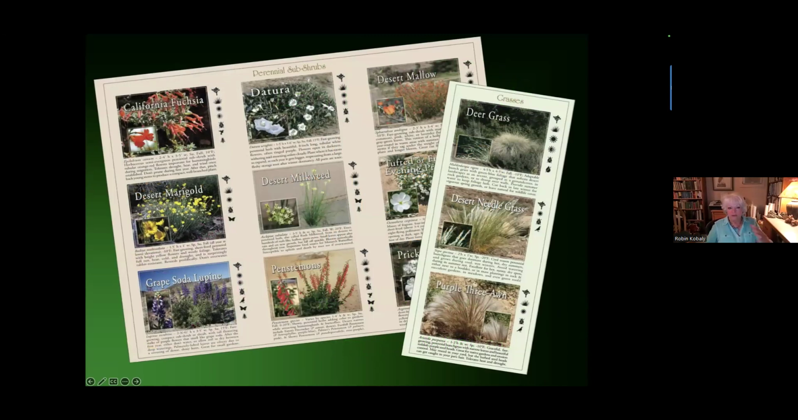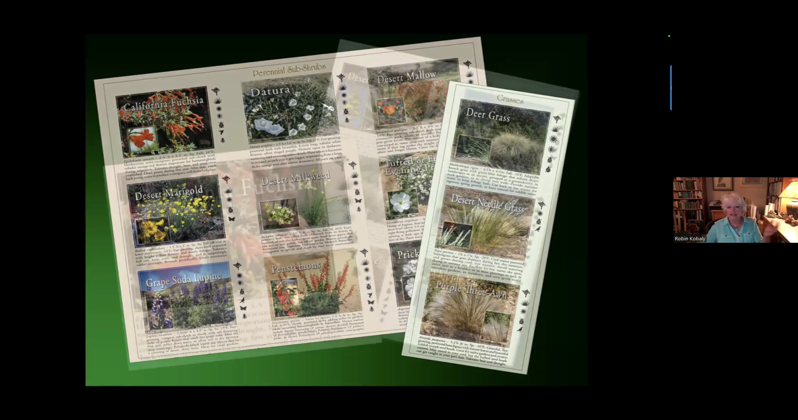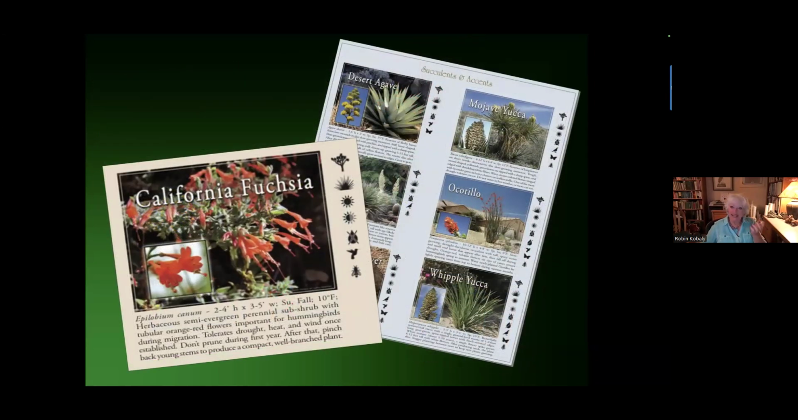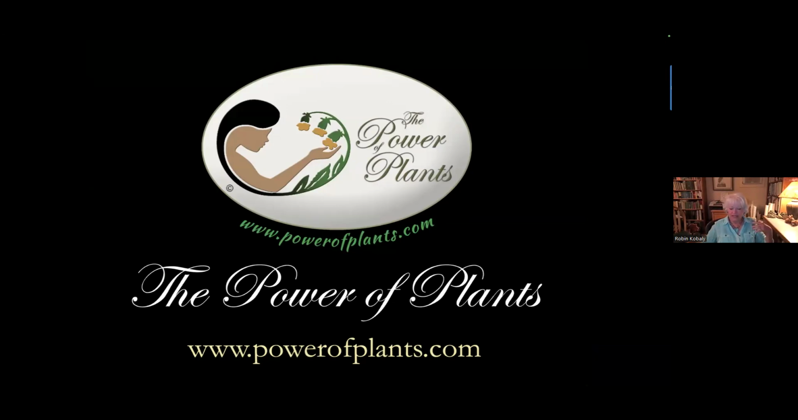And this just shows each panel is organized by the functional type, like the trees and tall shrubs. These are the perennial subshrubs or grasses, the cacti and succulents. And then there's a lot of information on each plant to help you decide what to plant.